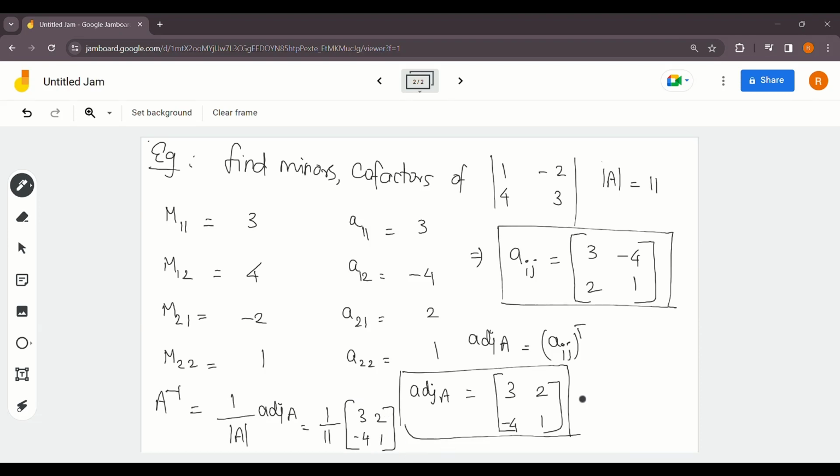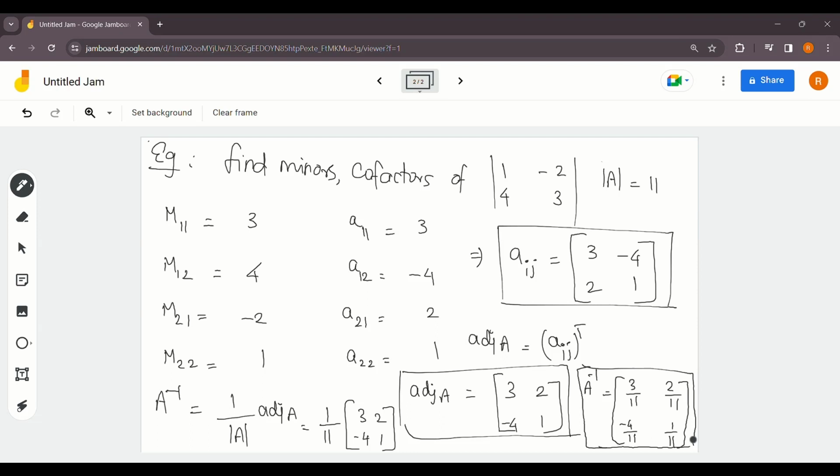So you will be getting the final answer A inverse as 3 by 11, 2 by 11, minus 4 by 11 and 1 by 11 respectively. So this is the inverse of a matrix. This is how you have to find out the inverse. I am sure that all of you would have been able to understand this concept. So minors, cofactors, adjoint and inverse.